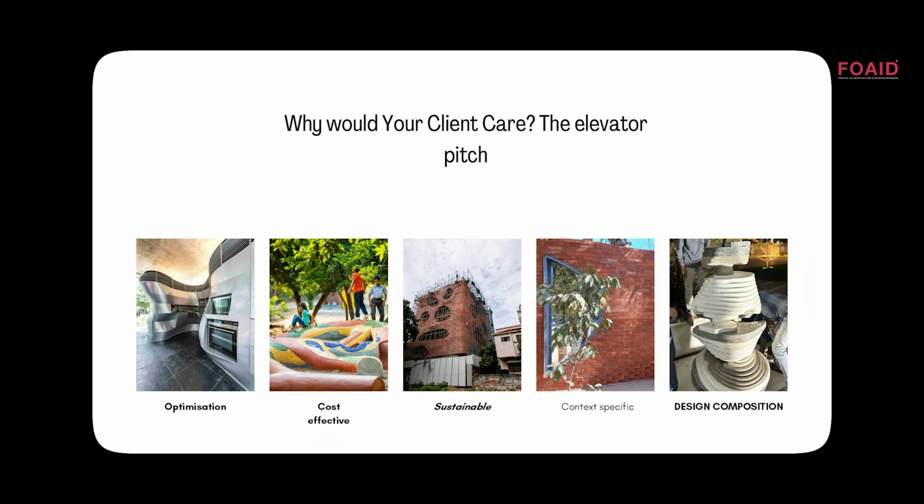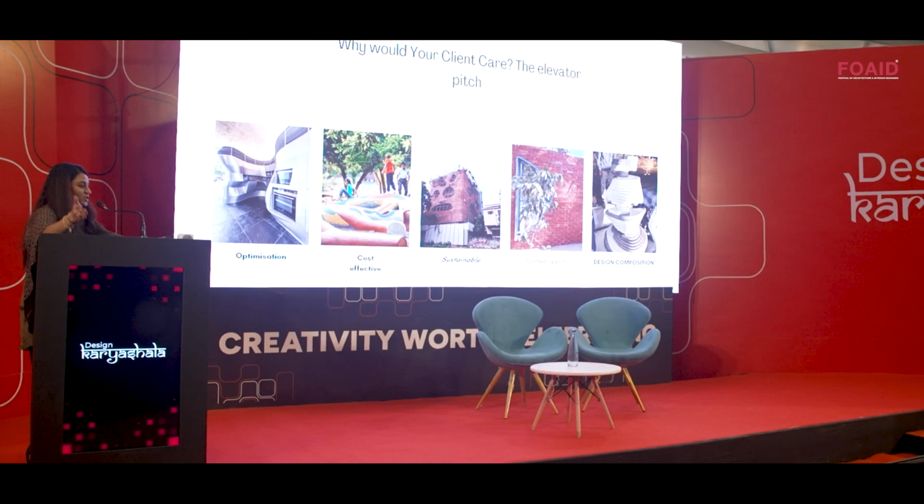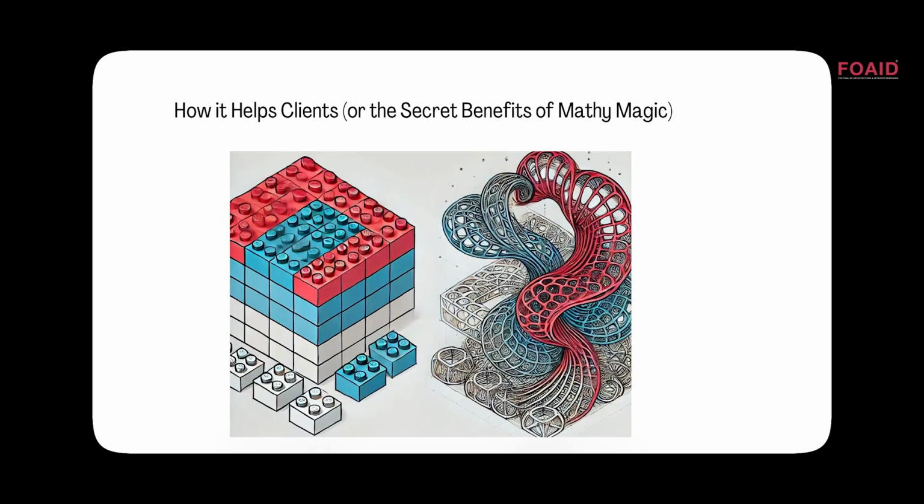And what is the elevator pitch? The optimization, sustainability, cost effectiveness, context specificity, and design composition. Along with any sort of design, I think these are very important things that parametric design also needs to have, or you also need to convince your client that these are things that you will be able to achieve with this, to make them also believe that this is a better solution for them.